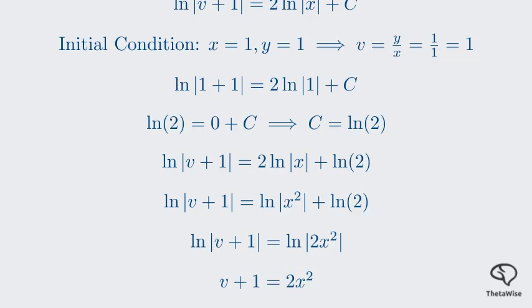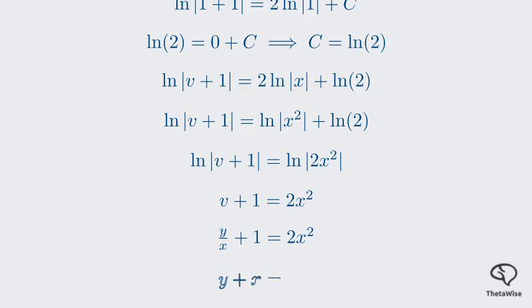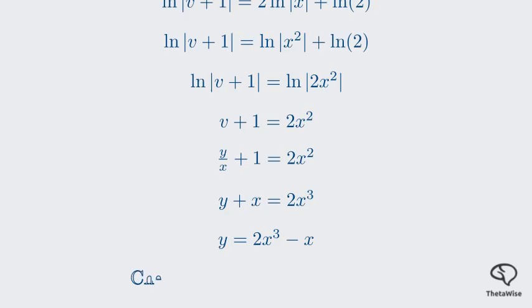The final step is to substitute v equals y/x back and solve for y. We have y/x plus 1 equals 2x squared. Multiplying by x gives y plus x equals 2x cubed. Therefore, our particular solution is y equals 2x cubed minus x. To check our work, we can plug the initial condition (1, 1) into this solution. y equals 2(1) cubed minus 1, which equals 2 minus 1, which equals 1. It works.